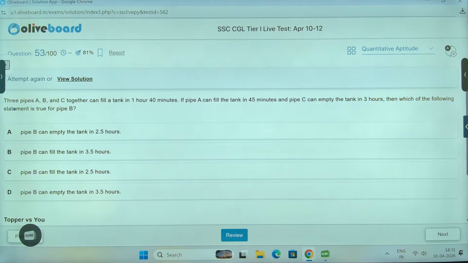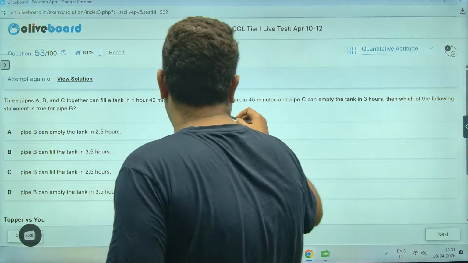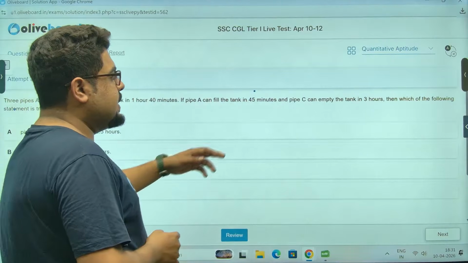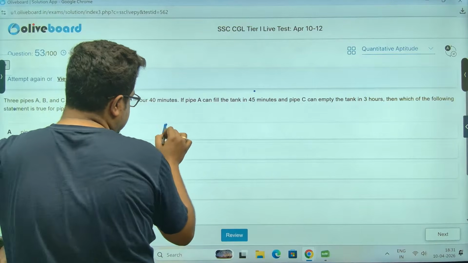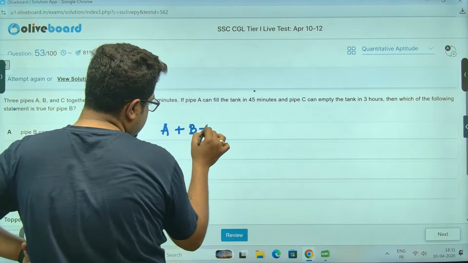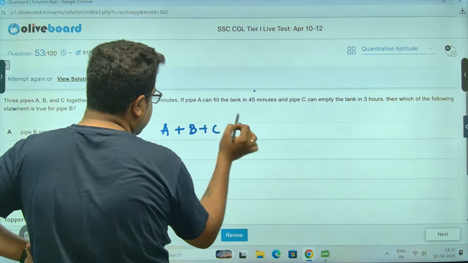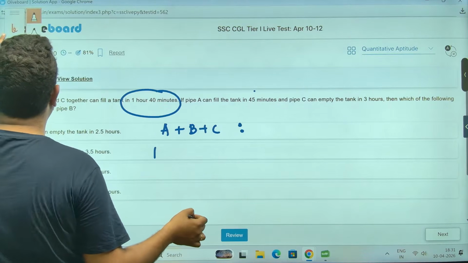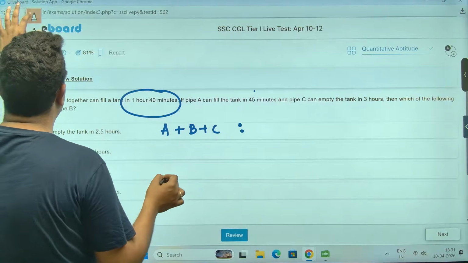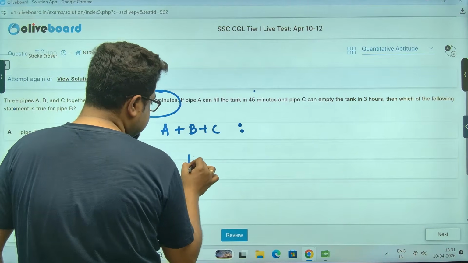3 pipes can together fill a tank in 1 hour 40 minutes. Pipe A can fill in this, C can empty in this. Okay, chalo. Sir, ratio. A plus B plus C given time ratio is given as 60 plus 40, meaning 100. 60 plus 40 given meaning, sir, 100 minutes.